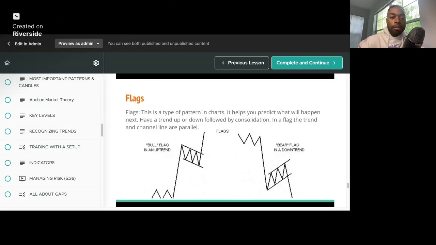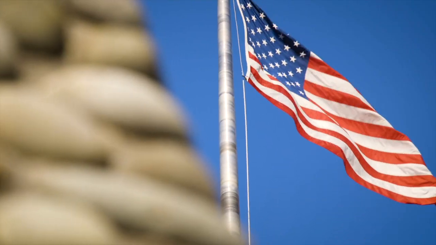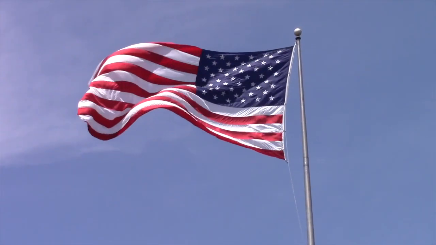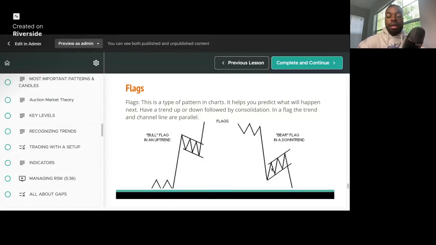We're going to be talking a little bit about patterns as well. So a flag pattern, this is a pattern in the chart, and it helps you predict what will happen next. So basically a bull flag is an uptrend that consolidates in a direction like this, which basically moves up and down sideways for just a little bit before breaking up again. A bear flag is just the opposite, when price is moving down and then the stock starts to move sideways a little bit before making a final move down.